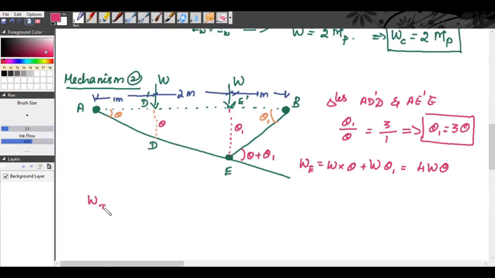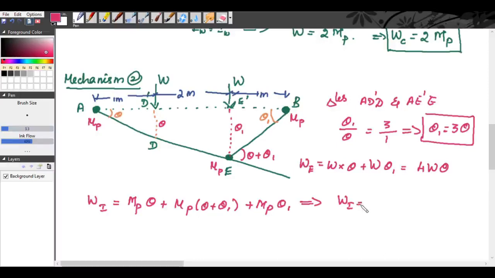Internal work done, we will take WI is equal to, here we will assume the plastic moment at A is MP, plastic moment at E is MP, and plastic moment at B is MP. So, plastic moment into the angle of rotation at A, so that is theta, plus the next hinge is at E, MP into theta plus theta 1, plus MP into, at B it is theta 1. Substitute theta 1 is equal to 3 theta. We get internal work done is equal to 8 MP theta.